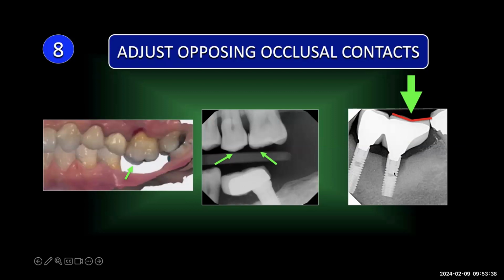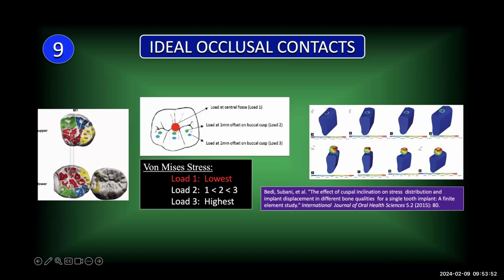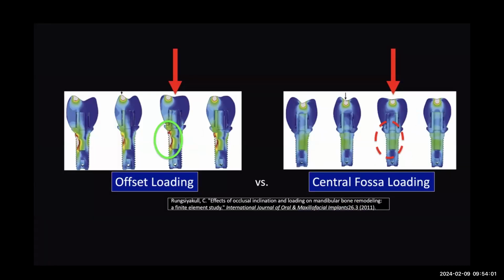Look at this X-ray here. Look at the bone loss on this implant crown, which has a huge plunging cusp in. This one's flat, and there's no bone loss. So that just tells you that the occlusal contacts have a huge component to this. You don't just get back from the lab and say, okay, I'm putting it in. You want to centralize where these contacts are.